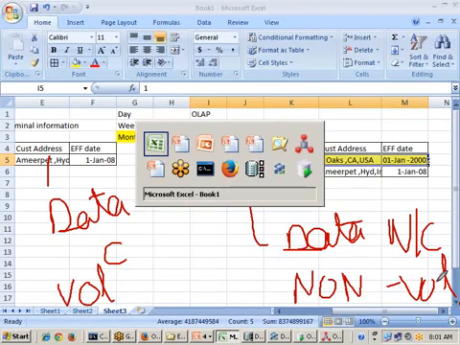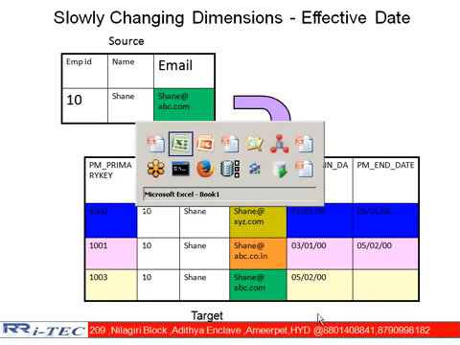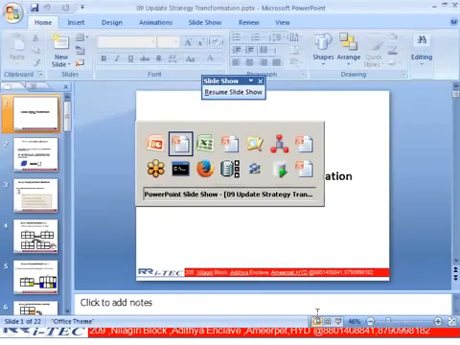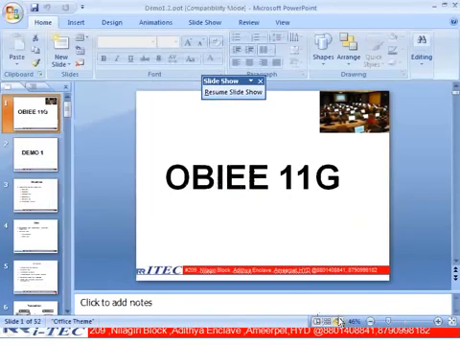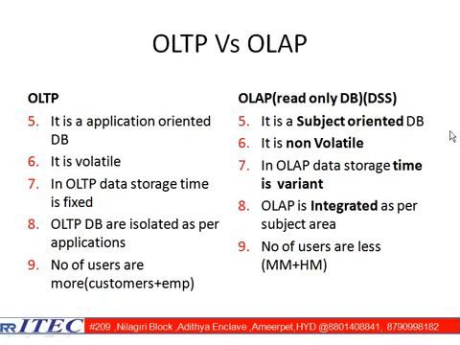Okay, that point is very clear. Let us move on to the next point. Any questions on this point, sir? It is volatile, it is non-volatile. Can I write like this?